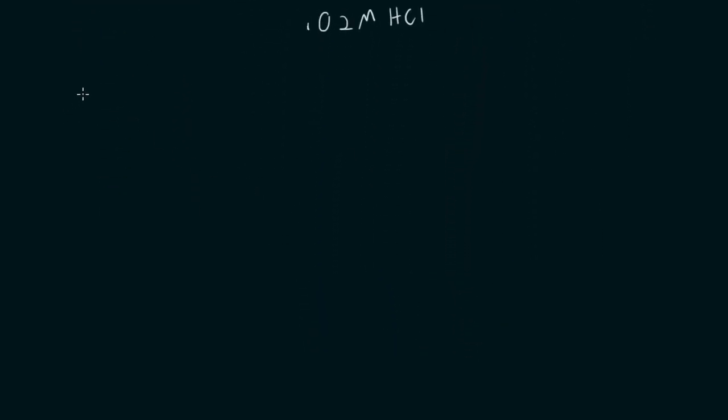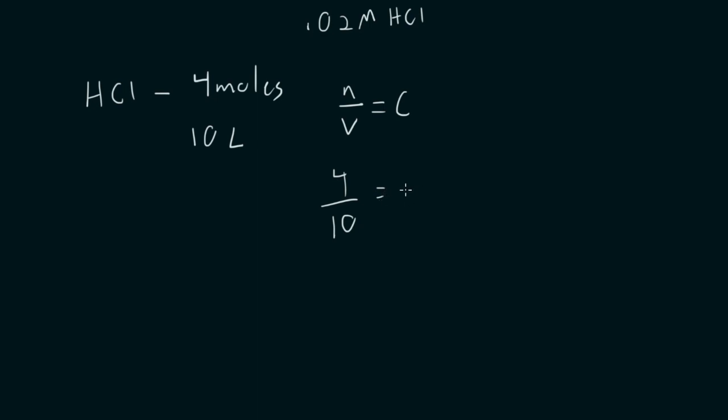Let's say I've got HCl. We'll keep using that as our acid. Let's say I've got 4 moles and it's dissolved in 10 liters. What would be the molarity of that? Well, that's just going to be number of moles divided by volume equals concentration. So that's going to be 4 divided by 10 equals 0.4 molar. All right, simple enough.